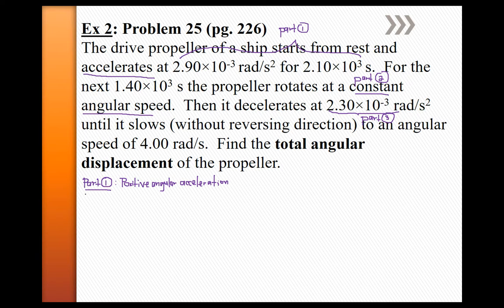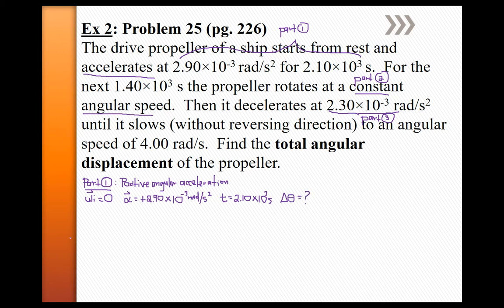We start from rest. So your initial angular velocity, omega i, is equal to 0. We accelerate at, so that's my angular acceleration, and we're assuming we're going in the positive direction. So my angular acceleration would be positive 2.90 times 10 to the negative 3rd radians per second squared. And we are doing that for a time t of 2.10 times 10 to the 3rd seconds. And we want to calculate delta theta.